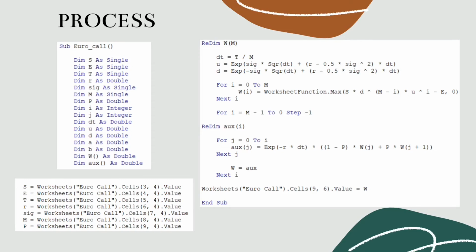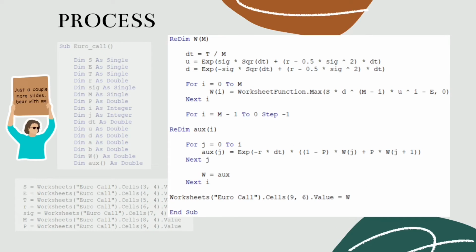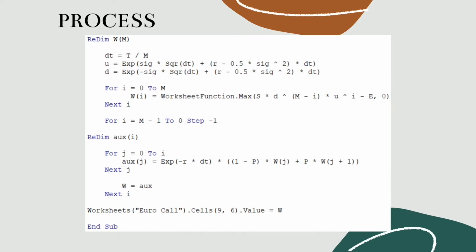Then we define the variables of the algorithm. The first variable we define is delta t as the time horizon divided by the number of intervals. The up-step size will be defined as exponential of sigma multiplied by square root of delta t plus r, that is the risk-free rate, minus 1/2 multiplied by sigma squared multiplied by delta t, and the downstep as exponential of minus sigma multiplied by square root of delta t plus r minus 1/2 multiplied by sigma squared, and that multiplied by delta t as well.